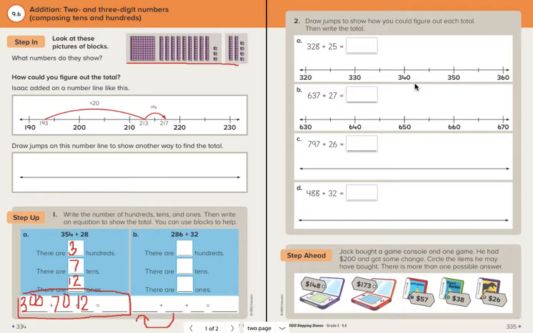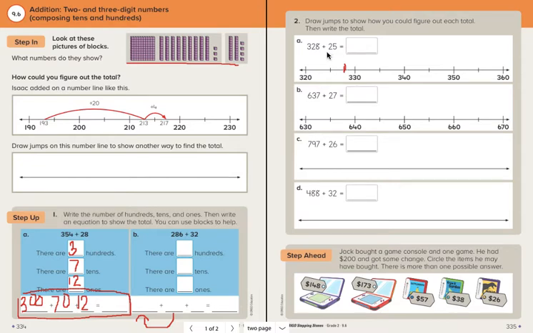Now let's move over here to number 2. Draw jumps to show how you could figure out each total. Then write the total. So 328, find it on the number line. These first 2 number lines are labeled for us. We know 328 isn't going to go way down here by 360. All right, let's see. I'm at 320, 330. That means 328 is going to be a little bit before 330.